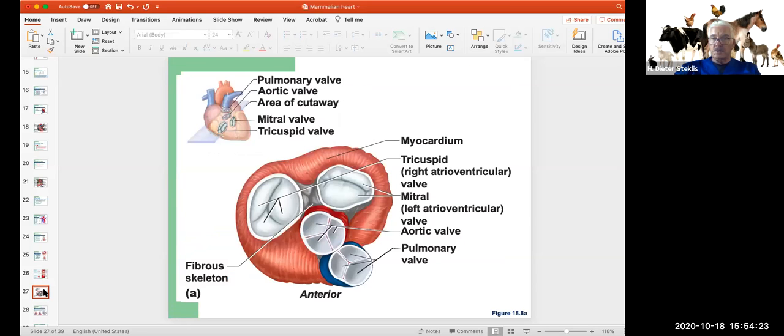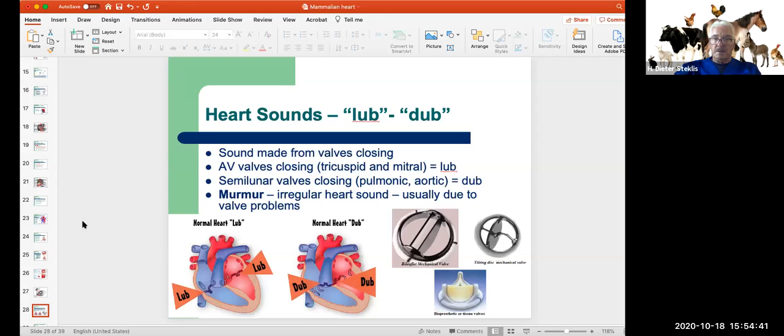Because you can have a situation where you have leaky valves. That can happen. Right? So again, another view of these different valves, tricuspid and bicuspid valve, also known as the mitral valve. Just another view of it.